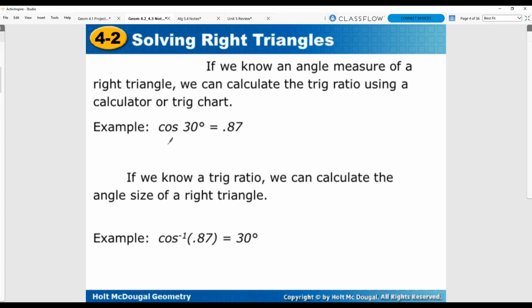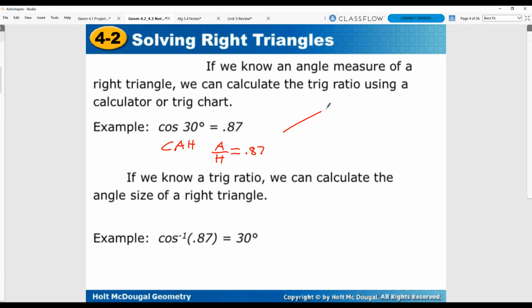So cosine, your trig ratio for cosine, it's a fraction. Our acronym is CAH. So it means on a triangle, we would have the adjacent side over top of the hypotenuse. And when you take those two numbers, when you have the adjacent side over top of the hypotenuse, and you're at a 30-degree angle, you would get 0.87 when you divide that.